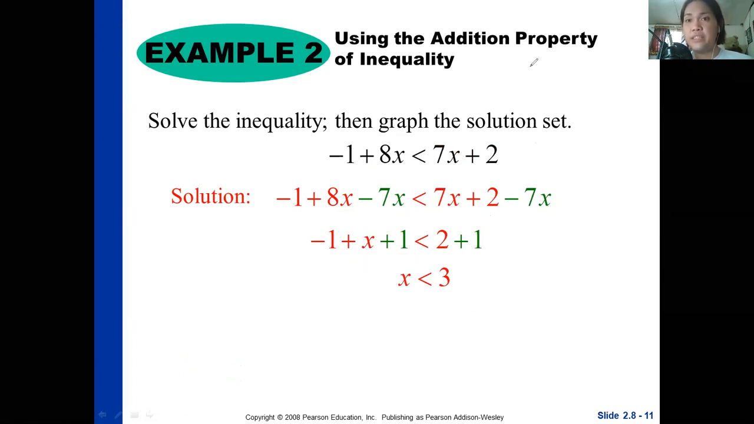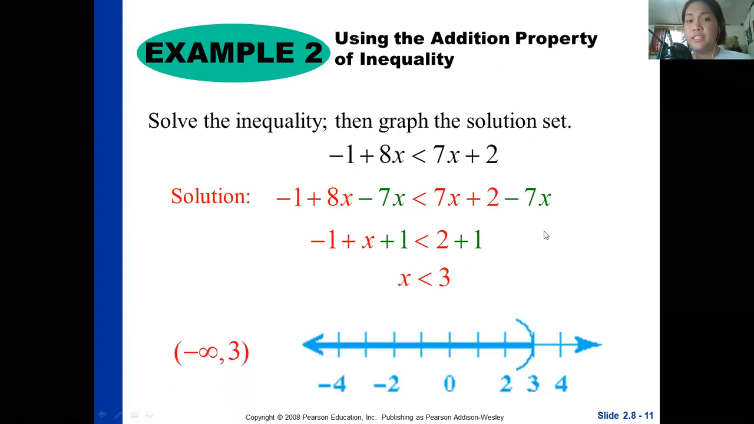You can write it in interval notation as negative infinity to 3, meaning 3 is not included since our symbol for the solution set is x less than 3. So it goes from 3, where 3 is not included, going to the left side of the number line since it goes to negative infinity. I hope you'll be able to remember this one.